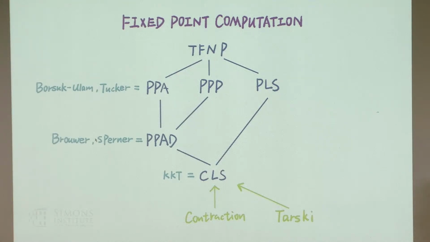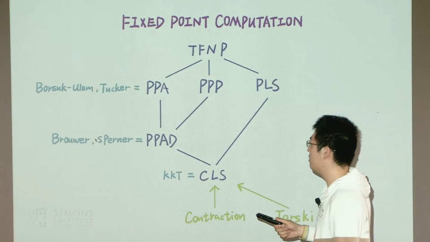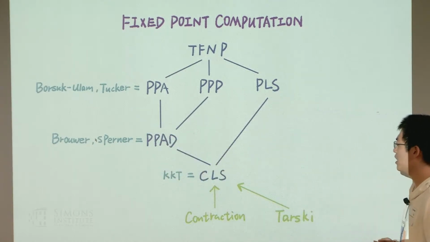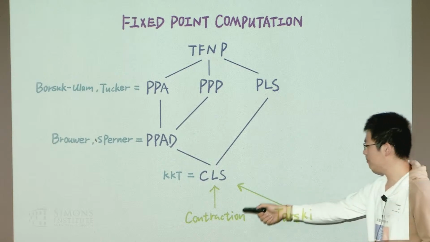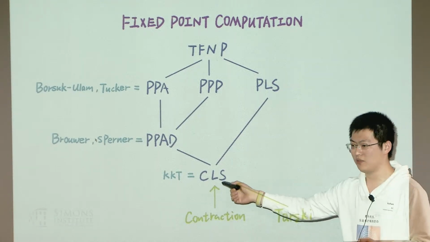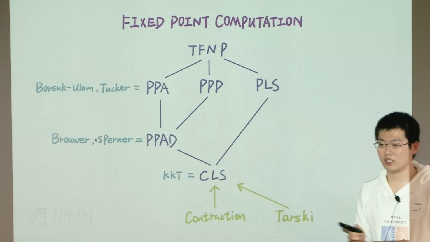So in general, fixed point computation is a small field where, given some interesting fixed point problem, we want to compute such a fixed point. And for many famous fixed point theorems, we have a very good understanding. For example, Borsuk-Ulam, which is complete for PPA, and Brouwer, which is complete for PPAD. KKT is an optimization notion where you want to find basically a solution of gradient descent. So KKT is complete for the intersection of PPAD and PLS, which is CLS.